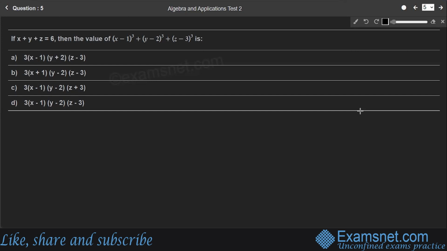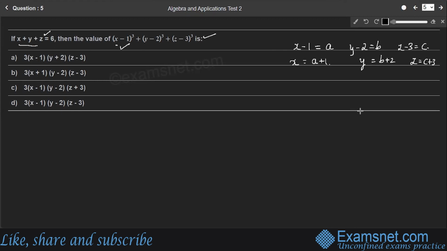Question 5. If x plus y plus z is equal to 6, then the value of x minus 1 whole cube plus y minus 2 whole cube plus z minus 3 whole cube is. So students, here let us consider x minus 1 as a, right, for our convenience. So x minus 1 as a, y minus 2 as b, and z minus 3 as c, right? So if x minus 1 is a, then x will be equal to a plus 1, right? y is equal to b plus 2, z is equal to c plus 3, right?